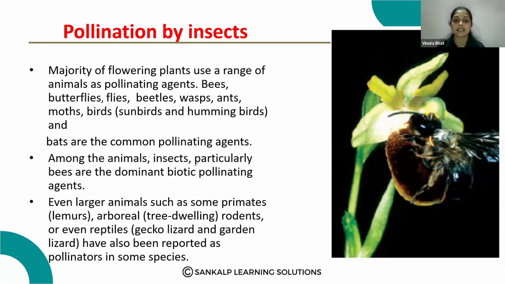Among the animals, insects, particularly bees, are the dominant biotic pollinating agents. You know that honeybees collect the nectar from the flower, right? So they are the major pollinating agents in the flowering plants. Even larger animals such as primates, lemurs, tree-dwelling animals, and reptiles and lizards, like garden lizards, also act as pollinators.